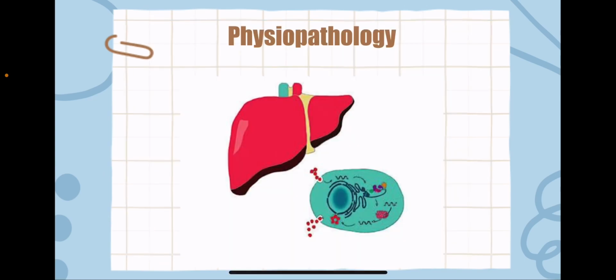Now, let's see a little bit about pathophysiology. How does it work? The hepatitis virus enters the body and it infects liver cells, known as hepatocytes, and undergoes viral replication. The immune system recognizes the presence of the virus and triggers an inflammatory response to combat the infection. This is known as hepatitis and can lead to liver fibrosis, making it a very dangerous disease.